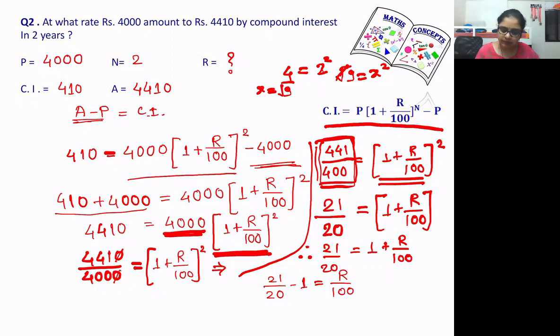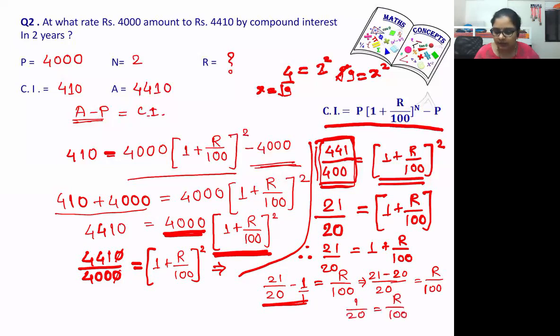So this will become 21 minus 20 upon 20. Try this. Ma'am, I have got the answer. Okay. This subtraction, let me show you. This 1 can be written as 1 upon 1. We will find out the LCM, 20. This is 21 minus 20 upon 20 equal to r upon 100. So 1 upon 20 is equal to r upon 100.